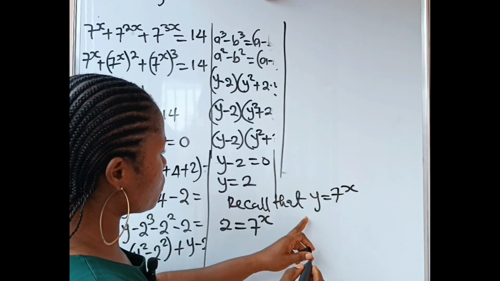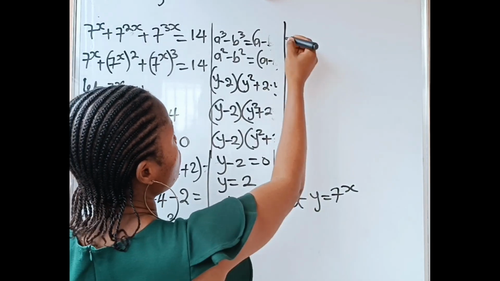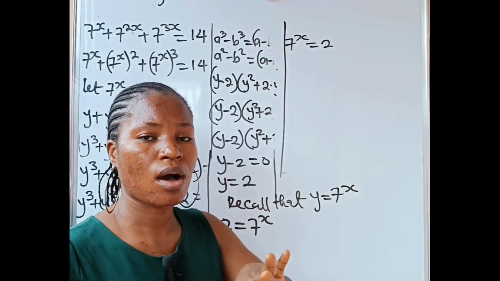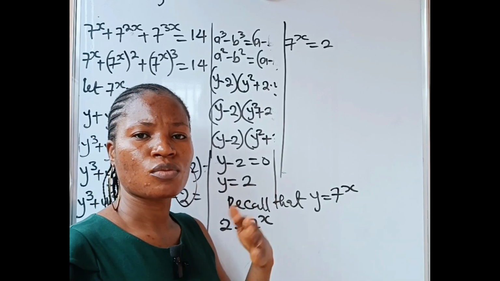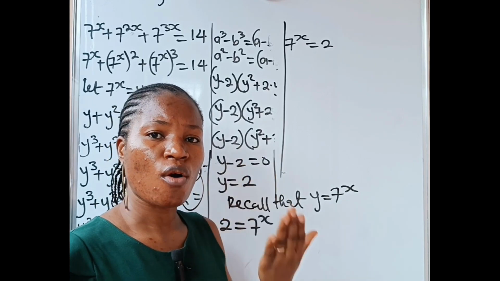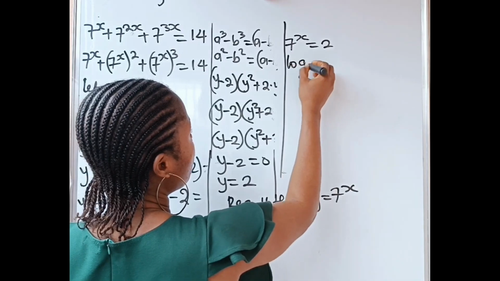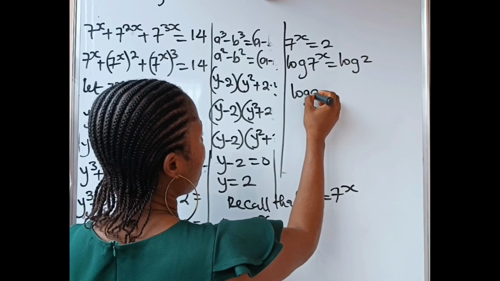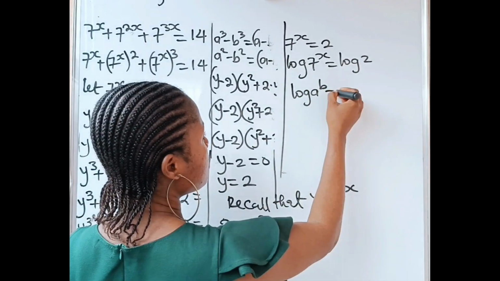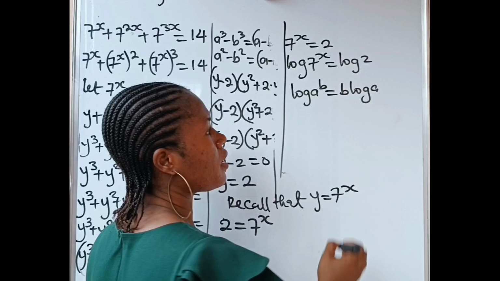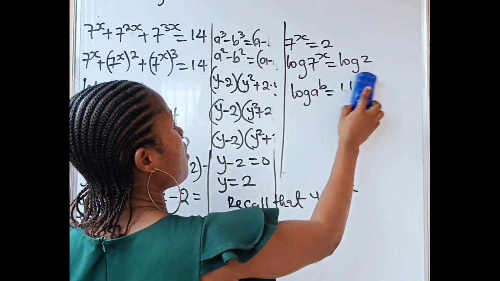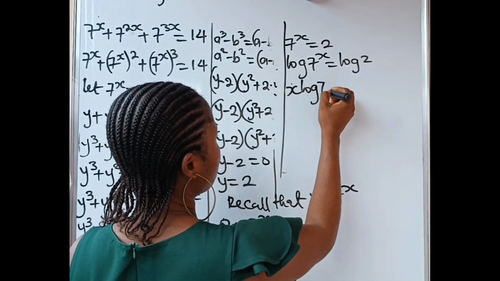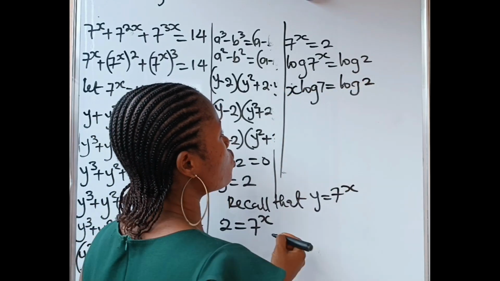And we have that 7 to the power of x is equal to 2. Now, because we have a variable as power, the only option we have is to introduce log to both sides of the equation so that we can get the value of x. So we write log 7 to the power of x is equal to log 2. When you have log a to the power of b, this is equal to b multiplied by log a. So we can now rewrite this as x multiplied by log 7 is equal to log 2.